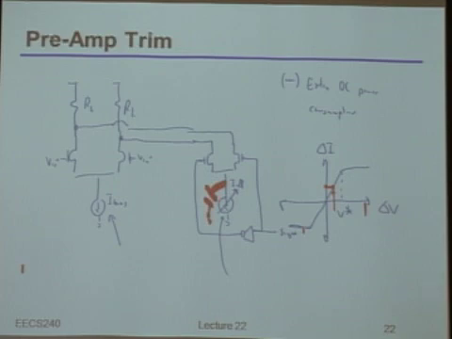Because if the thing clips out, I'm just going to apply that much more current, and all it's going to do is clip the input stage even further. It's not really going to do anything. So with this topology, the main limitation is that you can only cancel offsets roughly up to the V star.